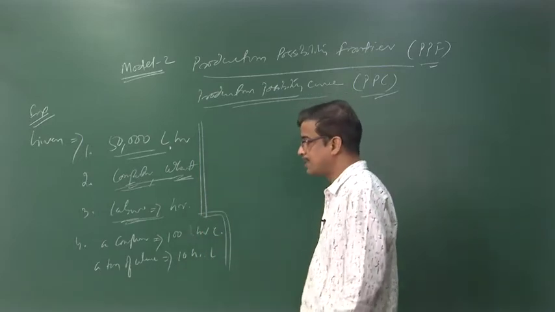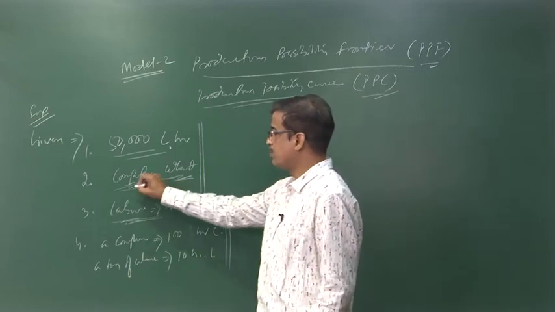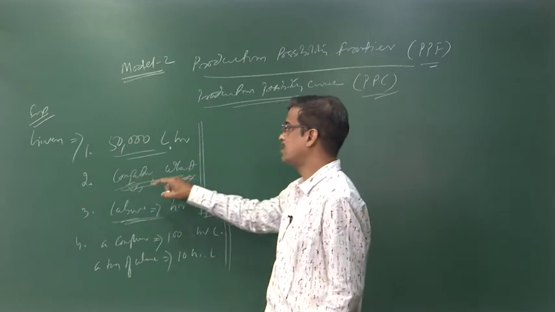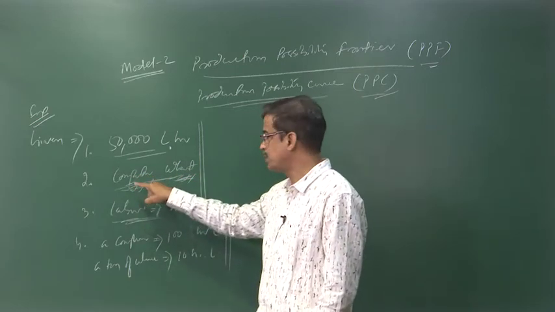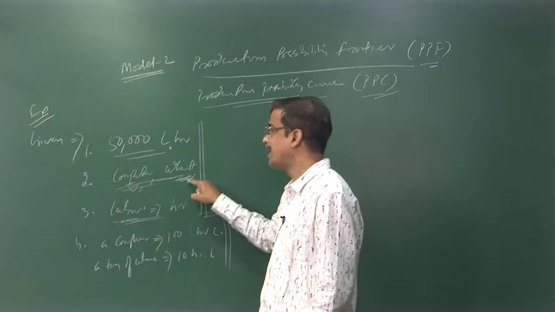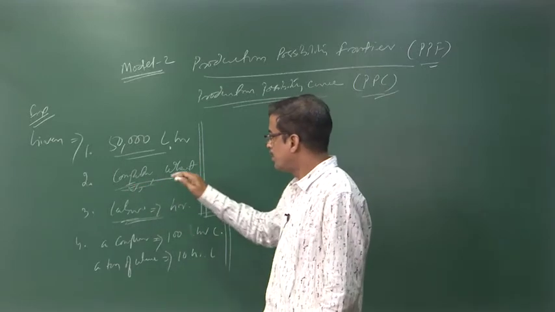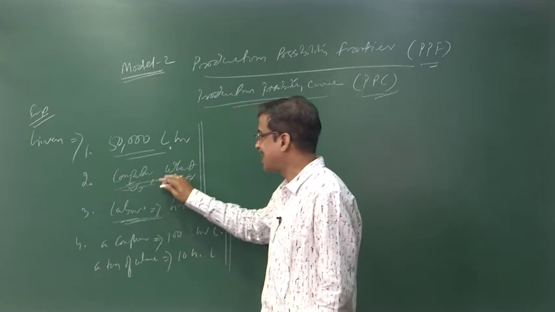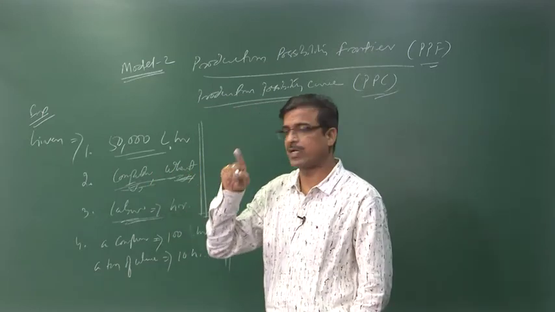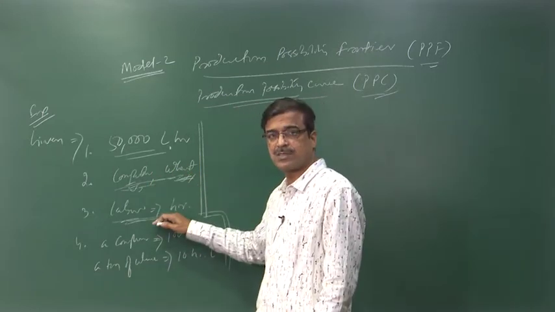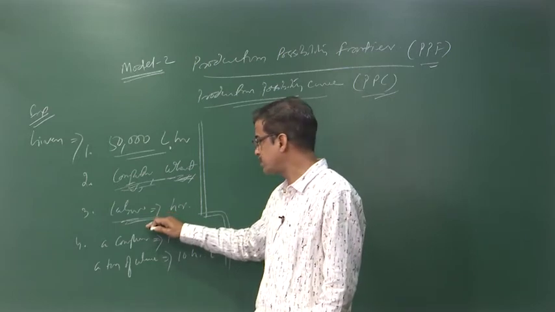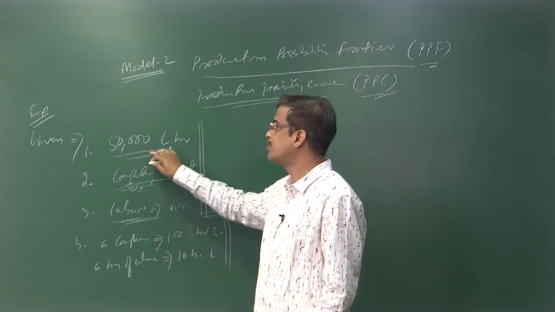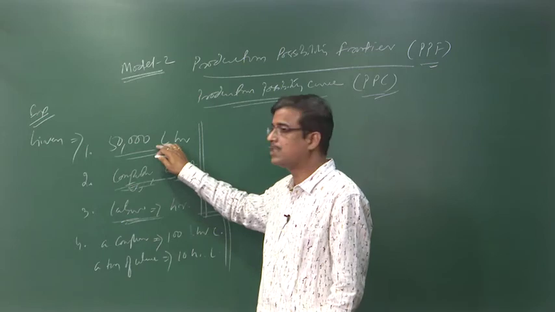So, what are the given things? The economy produces two types of products, computers and wheat. We produce these two things with the help of a single factor of production, labor hours. Labor is the only factor of production, and how many labor hours we utilize depends on how many are available to us in a particular month.